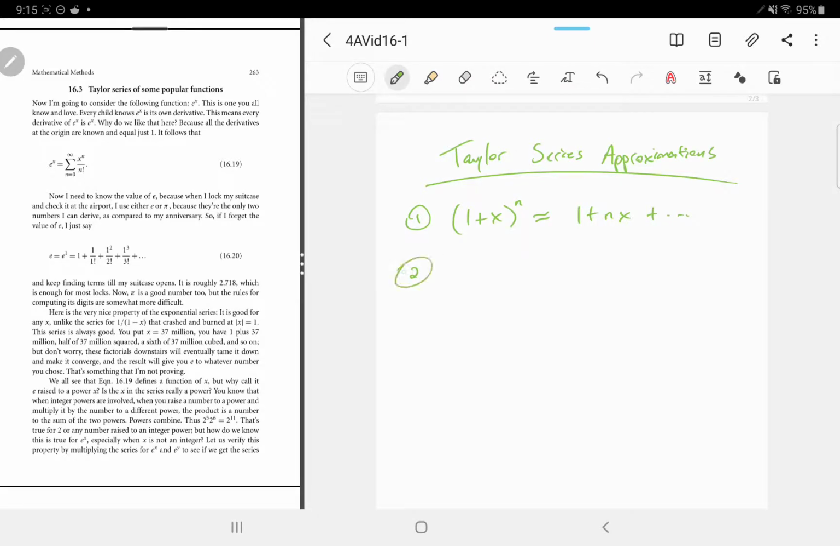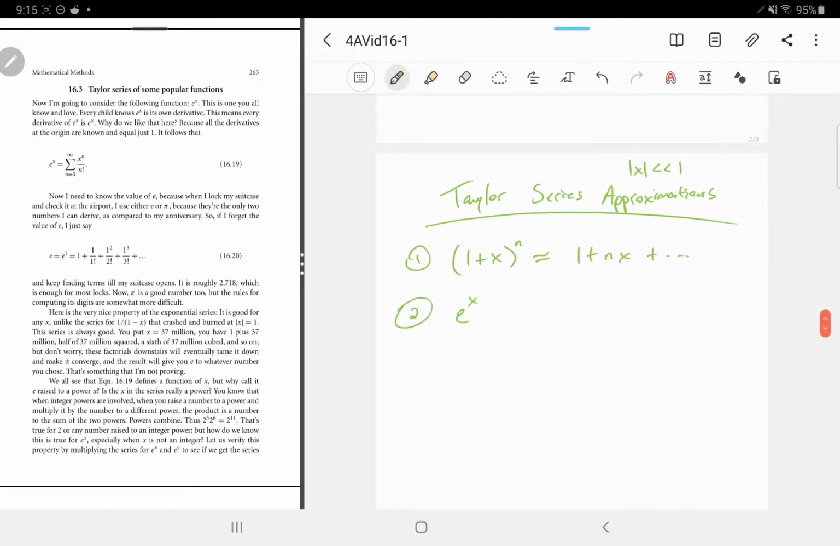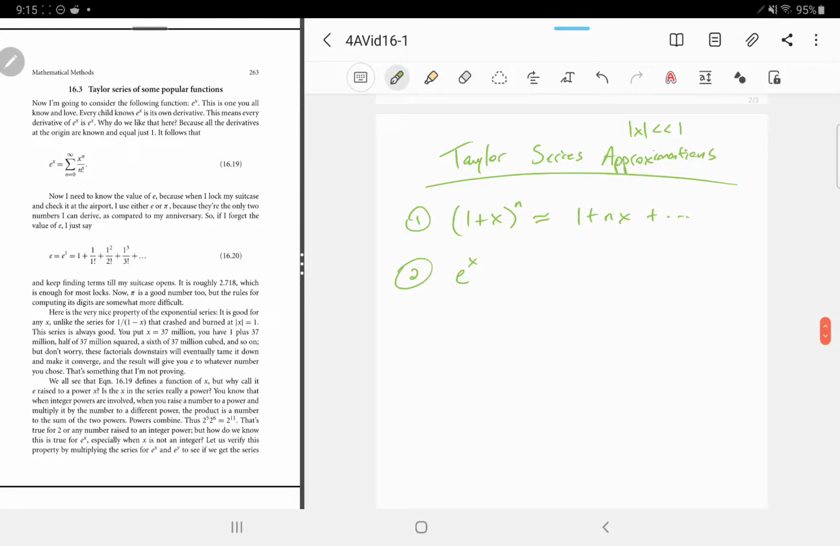The second one, e to the x. In all of these, x is some small parameter. Okay, so everything I'm writing down, x is much, much less than 1. You could use it whether x is positive or negative, and it's the absolute value that's much, much less than 1. E to the x, so if you plug in x equals 0, you get 1. So it starts off 1. That's the 0th order term. And if you're just keeping the next term in x, it's x.